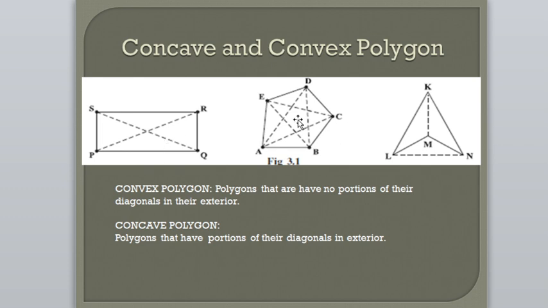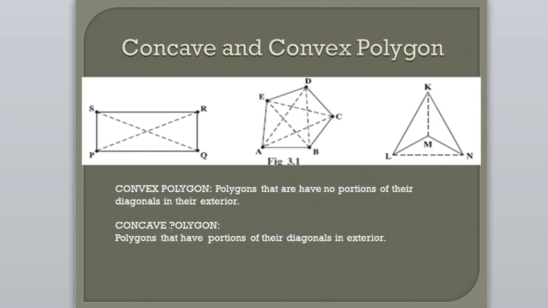Here in this figure also you can see, as it is given, polygons that have no portion of their diagonal in the exterior. It means there should be no portion of the diagonals in the exterior. The diagonals should be in the interior only. So here it is a polygon with 5 sides and 5 angles. You can observe that all the diagonals are present in the interior only. If all the diagonals are present in the interior only, then that is called a convex polygon.